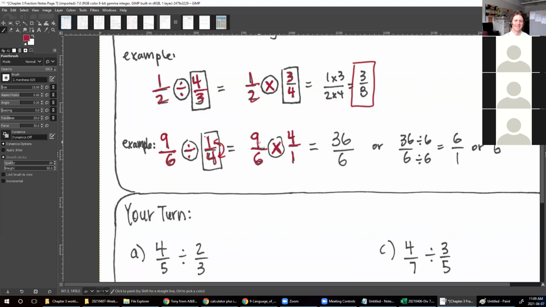Now it's easy. It's a multiplication, so we multiply the tops. 9 times 4 is 36, and 6 times 1 is 6. And 36 divided by 6 is going to be 6, essentially. This is just the simplifying, which we won't worry about right now.